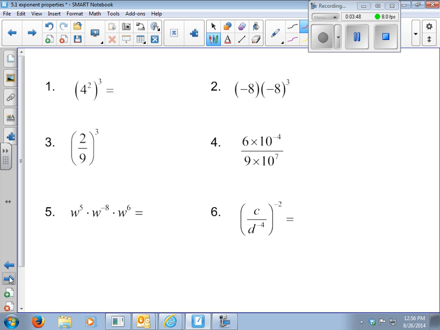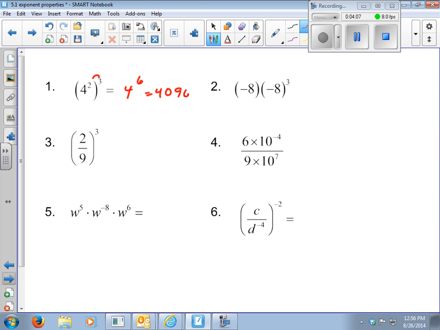First one, 4 to the second raised to the third. This is power raised to another power. We multiply these together. 4 to the 6th power. Now this is not one of the numbers that we'll be looking at for our flashcards, so you can leave this as 4 to the 6th if you do carry that out.